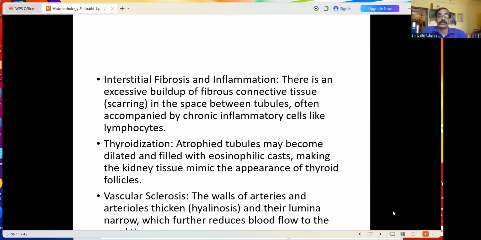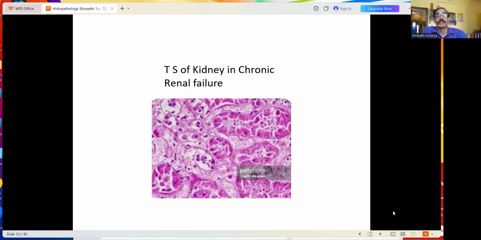Then vascular sclerosis. The walls of arteries and arterioles thicken, that's hyalinosis, and their lumina narrow, which further reduces blood flow to the kidney. So this is the TS of the kidney with chronic renal failure.